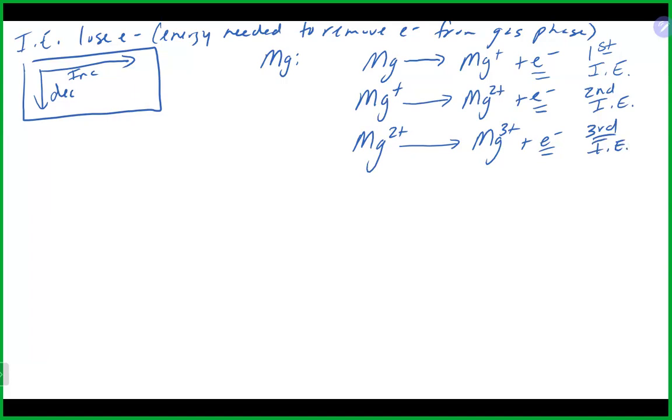Is it easier to remove the first electron or the second electron, do you think? It is actually easier to remove the first electron. When you lose an electron and somebody becomes positively charged, does the size of that ion get larger or smaller than it started with?